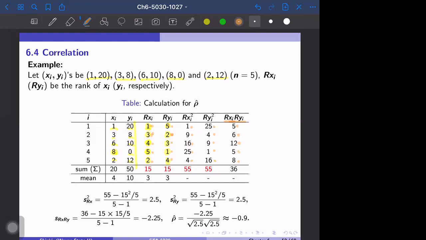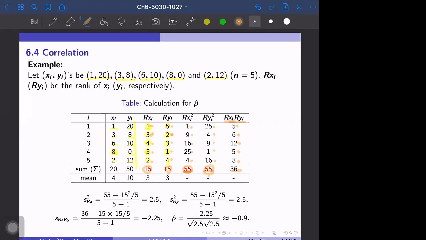So we can calculate the summation of x squares, the summation of y squares, and the summation of the cross products. Actually, the first two are always 55 because this is the summation of 1 square to 5 square. And these sums are always 15 if we have 5 observations because this is the sum of 1 to 5.